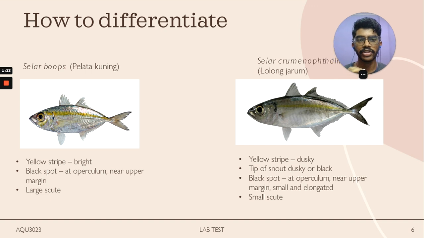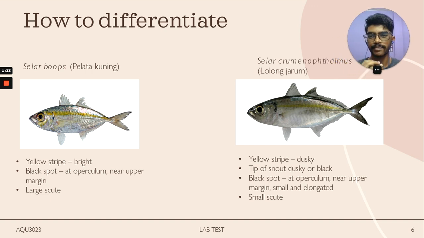So how are we going to differentiate these two fish species? Both of these fish species have almost similar characteristics, but some minor changes help us to differentiate them. So the first characteristic is the presence of a yellow stripe. Both of these fish species have a yellow stripe. However, Selar boops' yellow stripe is brighter compared to Selar crumenophthalmus.